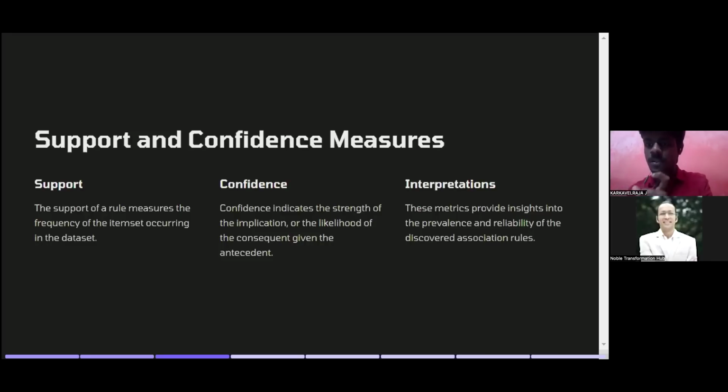This is what is called confidence: how much confidence we have that a customer will buy the second product when they buy the first product. That is what confidence is. Now next, interpretations. These metrics provide insights into the prevalence and reliability of discovered association rules.